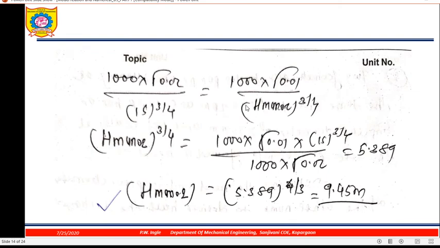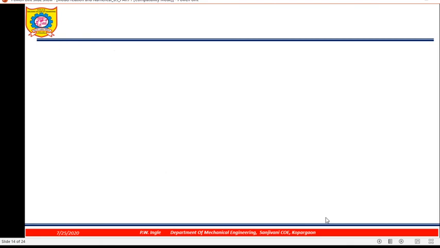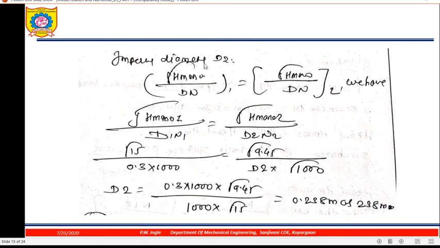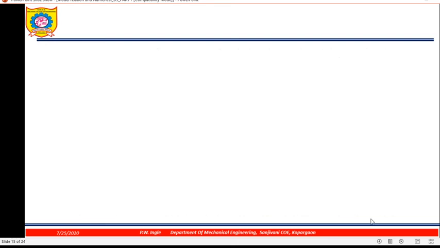So you can calculate H manometric for the second pump. Then use this, H manometric by DN. So you can calculate D2.